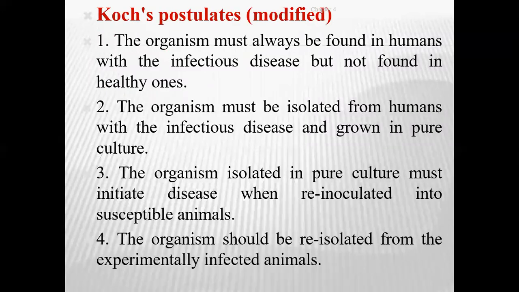Now we study Koch's postulates. These are four important postulates by Koch to explain or define the causative agents of disease. The first postulate: the organism must always be found in a human with infectious disease, but not found in a healthy one. This is clear. Also, the organism must be isolated from a human with infectious disease and grown in pure culture.